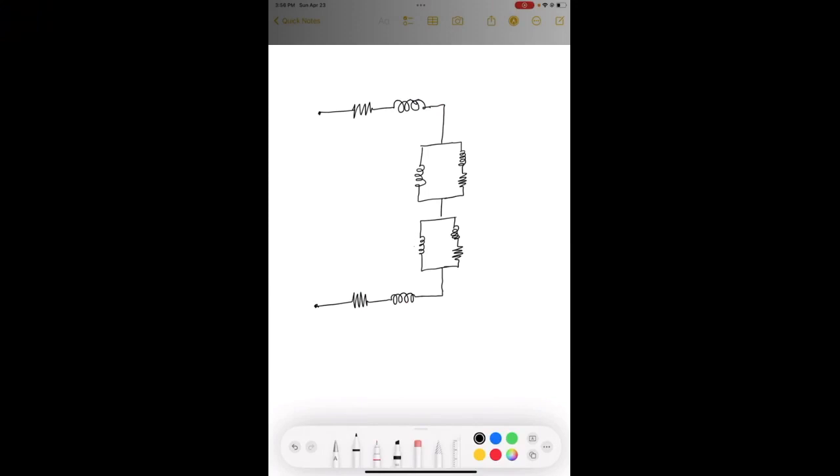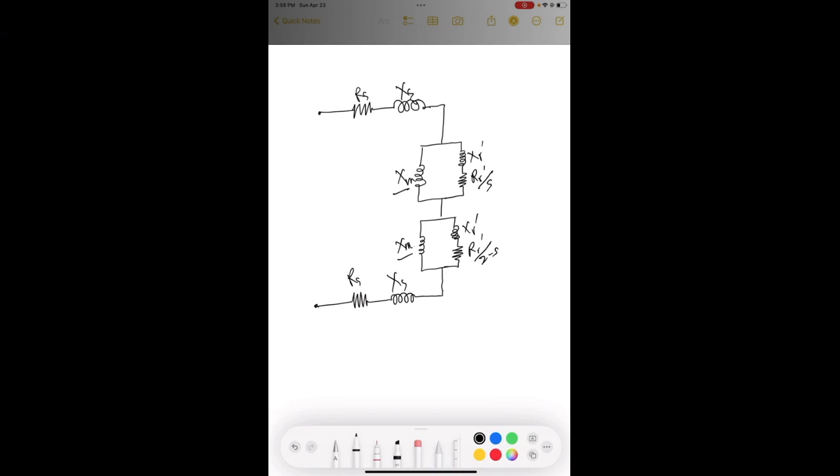Now we will look into the equivalent circuits and speed torque characteristics. The equivalent circuit will be similar to that of a single phase induction motor, where we will have RS and XS. Similarly, we will also have RS and XS here. Then we will have XM, R dash by S, and R dash by 2 minus S. So this XM and this XM are the magnetizing reactance components.